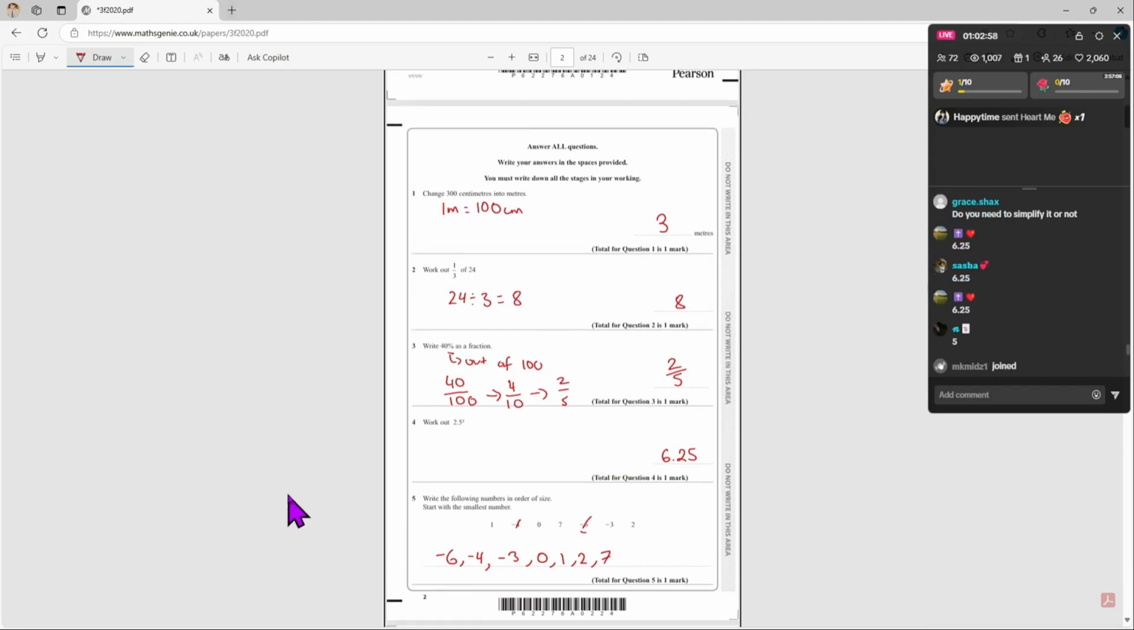So the first page was pretty easy. Very easy actually. It's 1 mark questions. And that's just 5 questions already done.